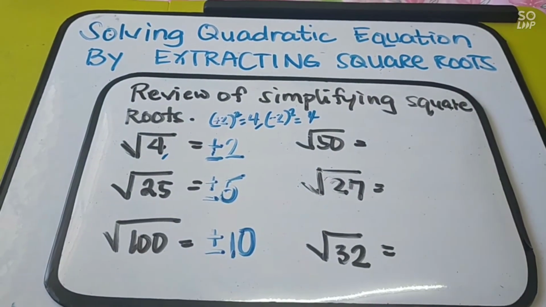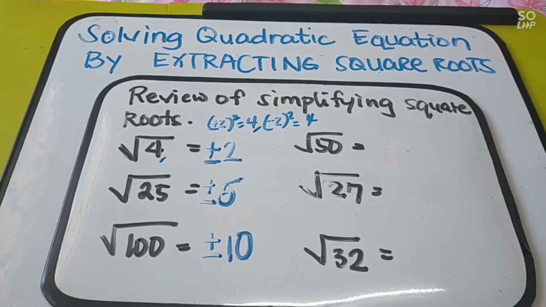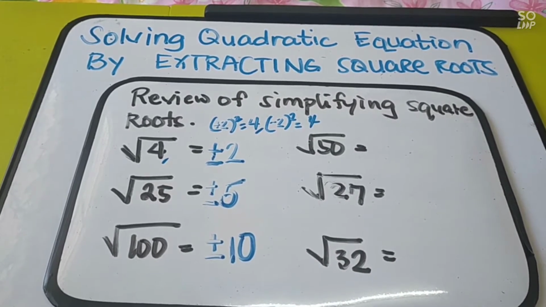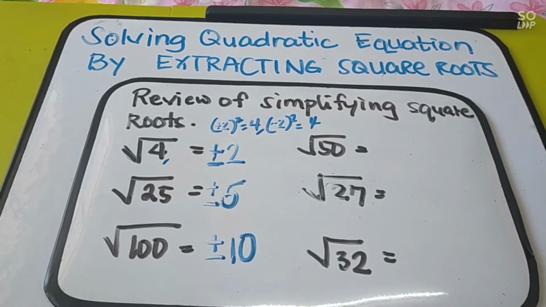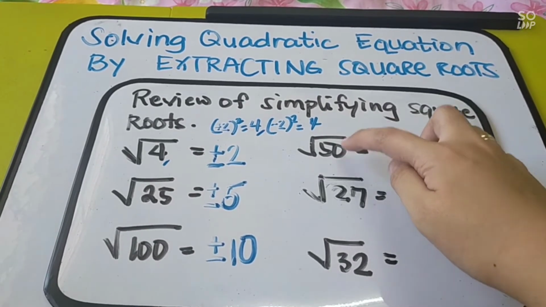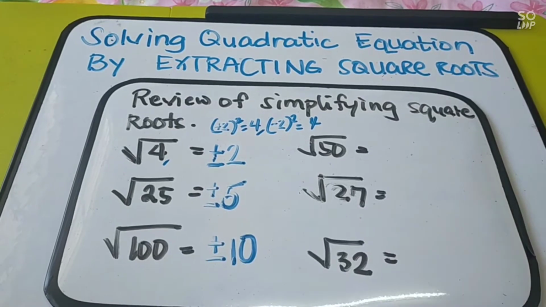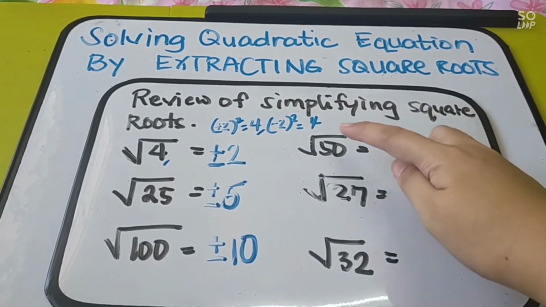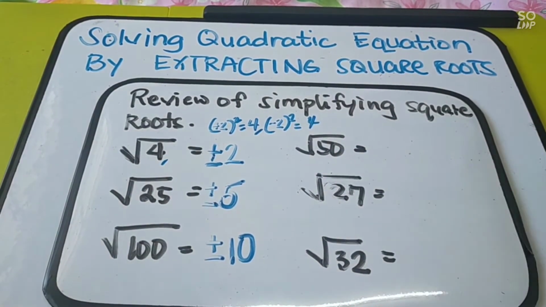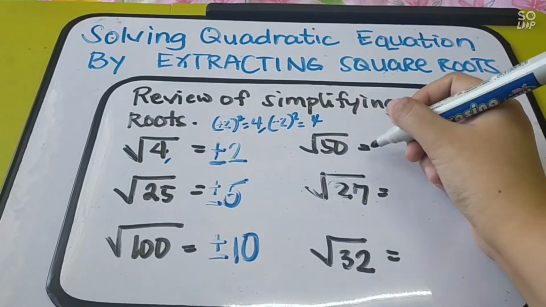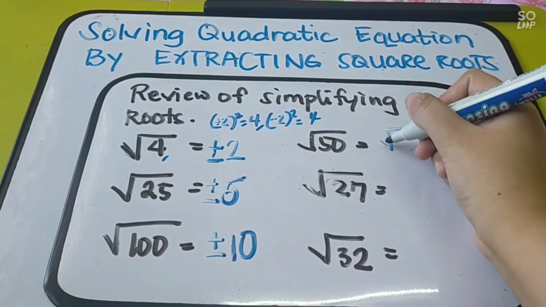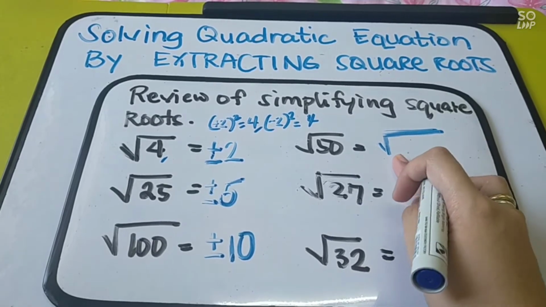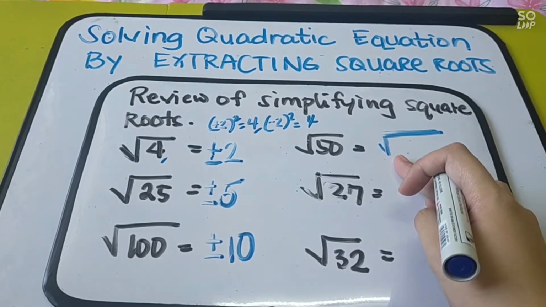How about 50? Square root of 50. So, meron ka bang dalawang number na naiisip na kapag minultiply mo sa kanyang sarili, ang sagot ay 50? Wala. Because 50 is not a perfect square. Since 50 is not a perfect square, you are going to find factors of 50 na ang isa ay perfect square. So, that is the process. Find two numbers na pag minultiply mo, yung isang factor niya is a perfect square. Okay, so what are those numbers?